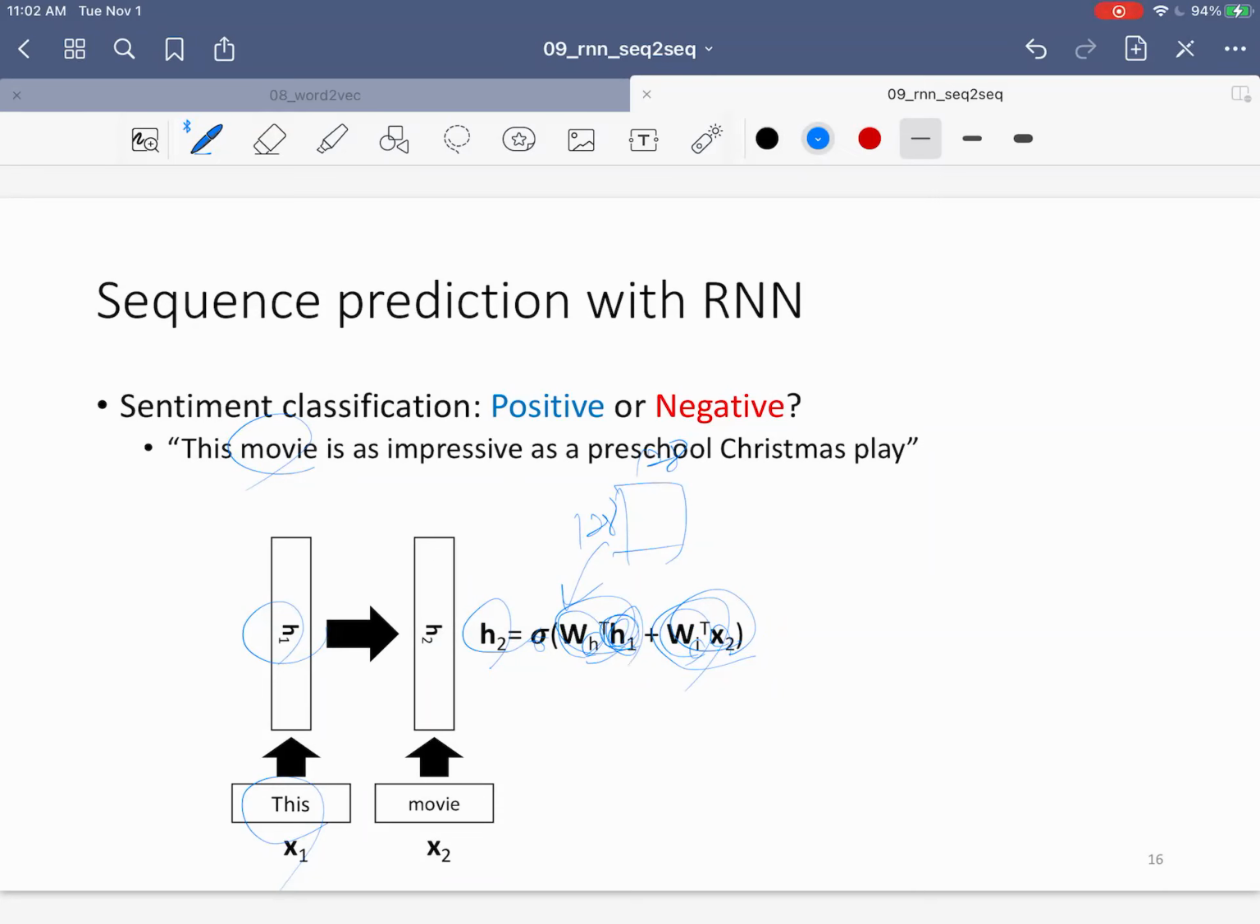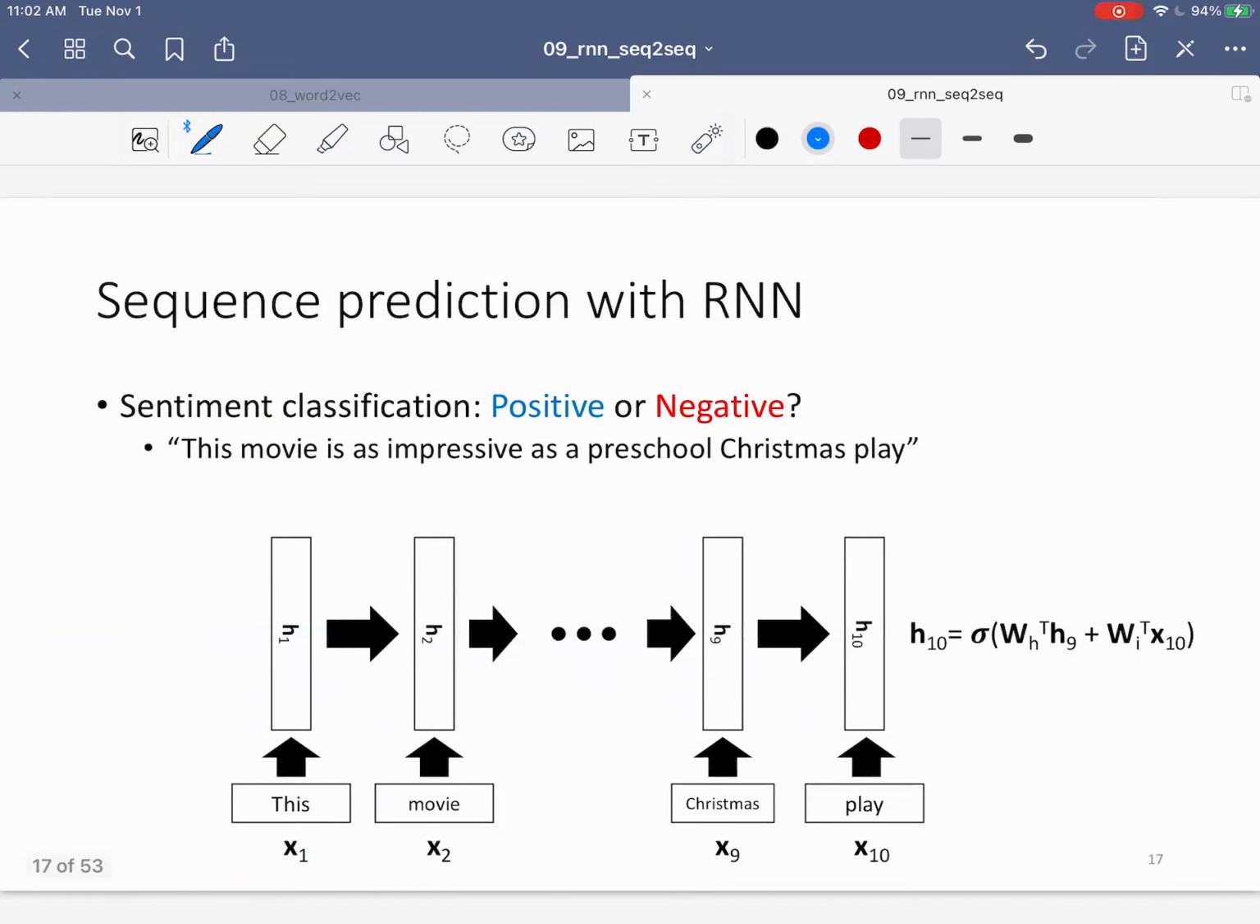So WH has got to be a square matrix. So you get your H2. Ideally, H2 should remember what was given in the second time step as well as what was given in the first time step, because H2 is the summation of your first memory and your current input. So H2 remembers that I just received "movie," and in the previous time step I received this. You do this process over and over again.